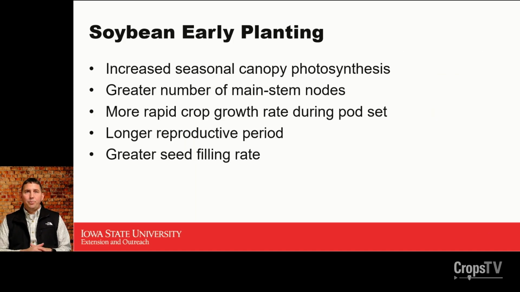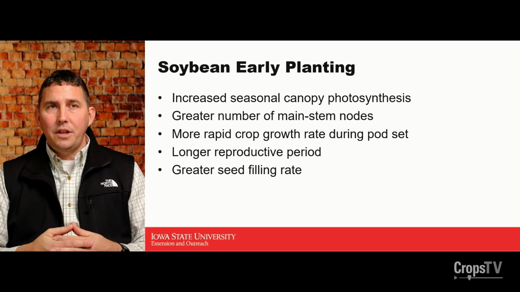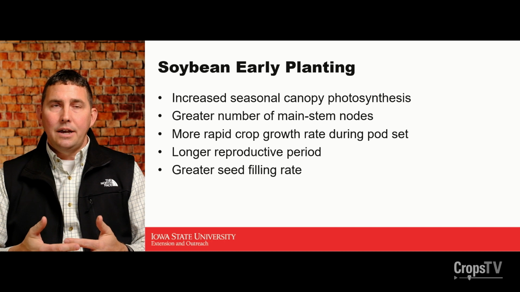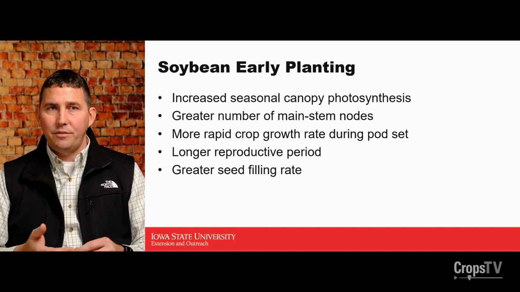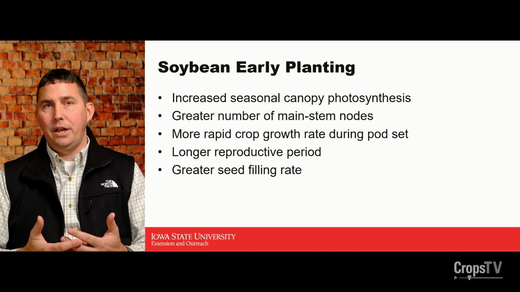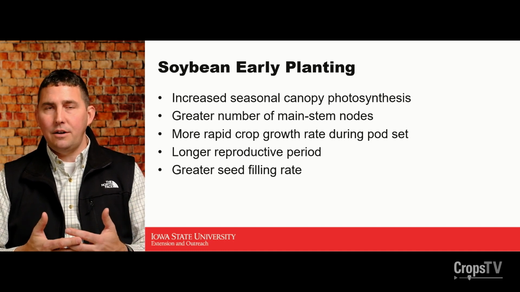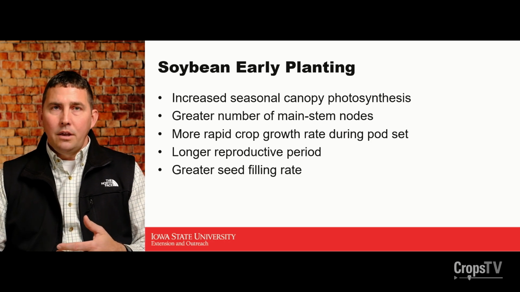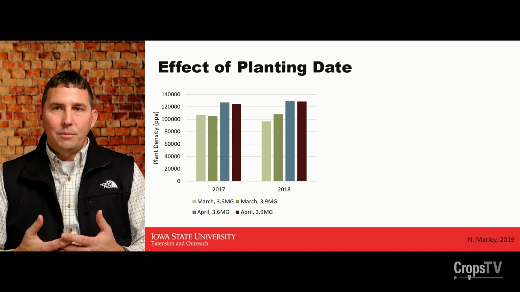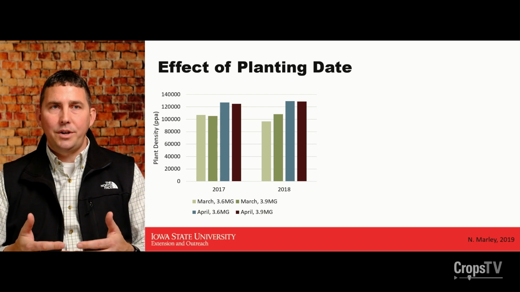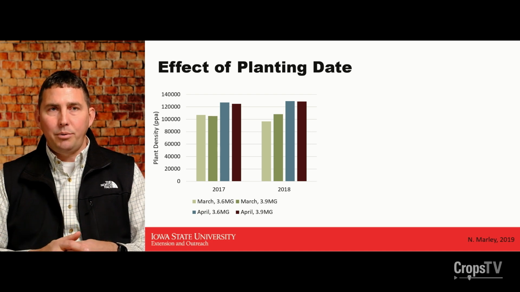So with early planting of soybeans, what we're really looking at is trying to increase that seasonal capacity. If we're in that timely range, we're going to increase our main stem nodes and we're going to increase our pod set, predominantly because of a higher growth rate. And then ultimately we end up with a longer reproductive period and a greater seed filling period. So those are all really good things that we can take advantage of. Now, there is the concept of planting a little bit too early, or ultra early planting. In those situations, maybe we're not going to get as many of those benefits as we would from just planting on the early side of the timely planting range.